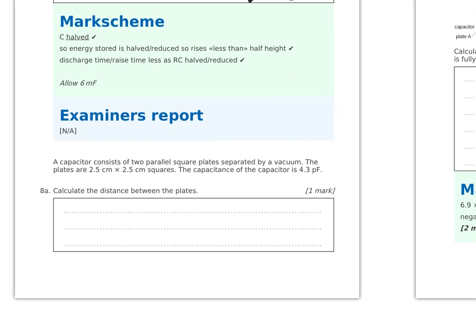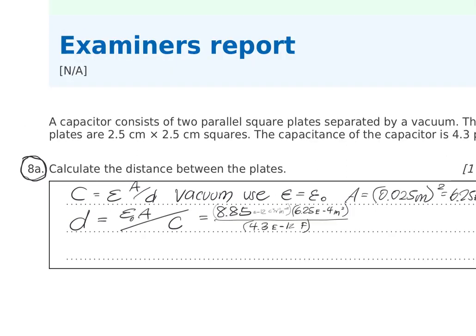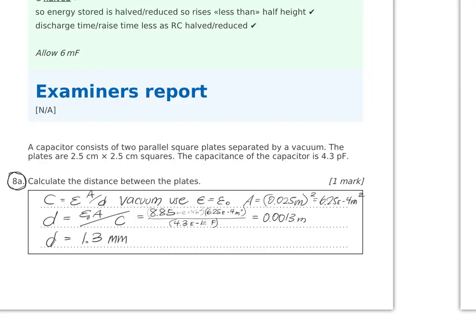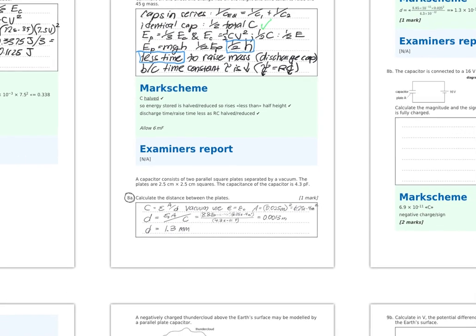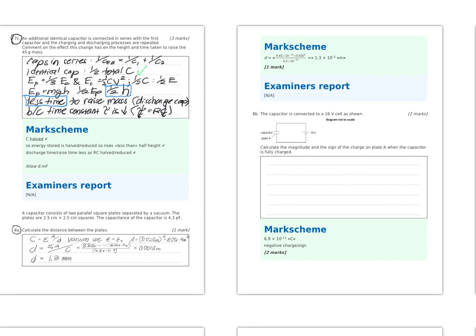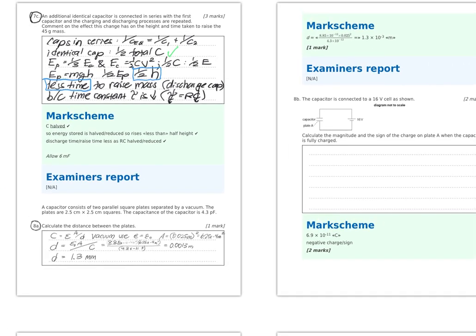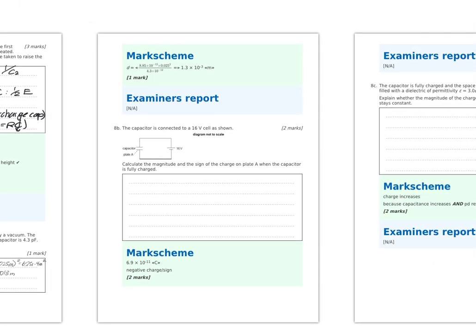Okay, we have number 8. 2 parallel square plates separated by vacuum. We know their dimensions and we know the capacitance. And it says, what's the distance between the plates? I stuck the units in there for E naught. It's a little tiny, but they're there. We got picofarads, so that's 10 to the negative 12. And when you run the numbers through, you should get 1.3 millimeters for your distance. Yeah, 1.3 times 10 to the negative 3 meters. Sounds good.